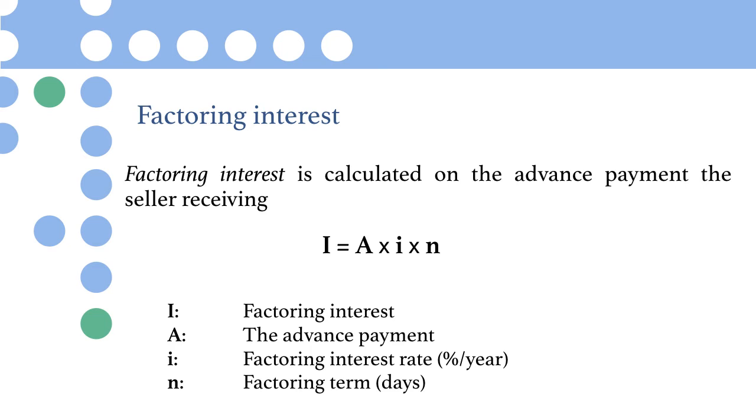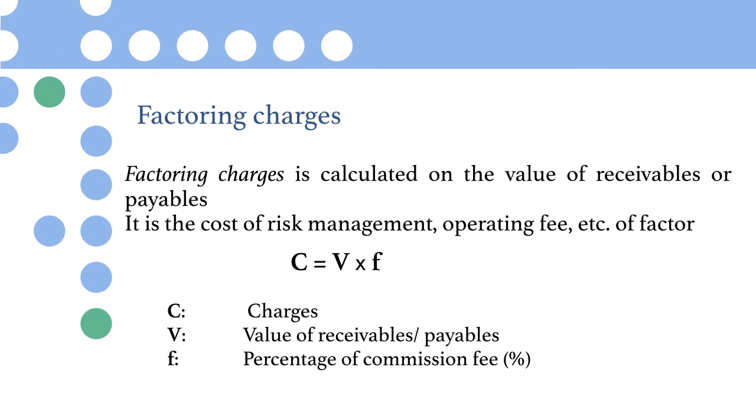Factoring interest is calculated on the advance payment the seller receives, as follows. Factoring interest equals advance payment multiplied by factoring interest rate multiplied by factoring term. Whereas, factoring charge is calculated on the value of receivables or payables as follows. Factoring charge equals value of receivables or payables multiplied by percentage of commission fee. Factoring charges are the factor's cost of risk management, operating fee, etc.